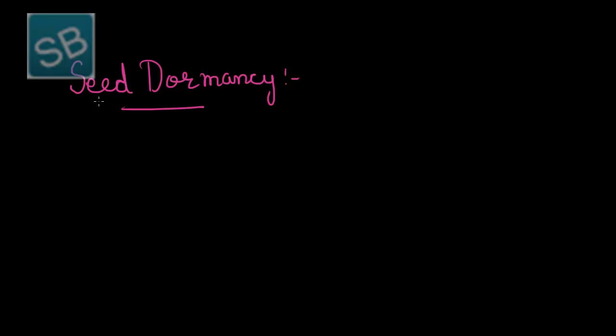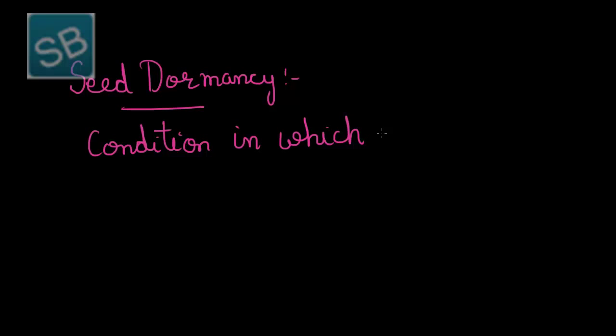In the effects of growth inhibitors, we have studied that such growth inhibiting agent induces a condition of dormancy. In this section, we will understand what seed dormancy is. Seed dormancy is considered as a condition in which the seed growth is arrested even under favorable conditions.